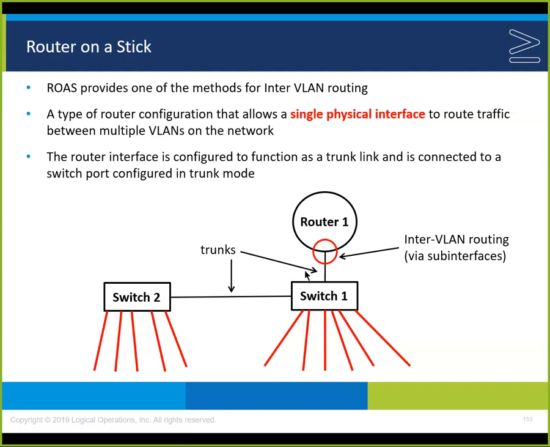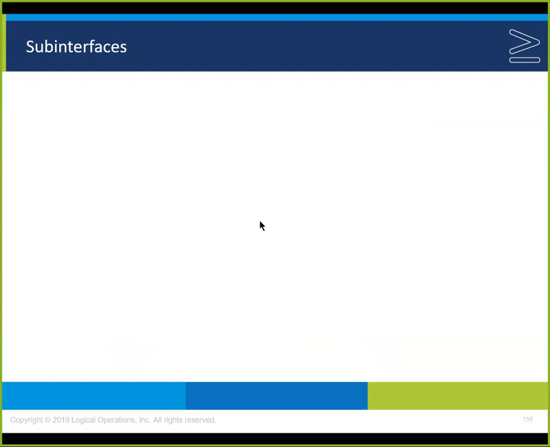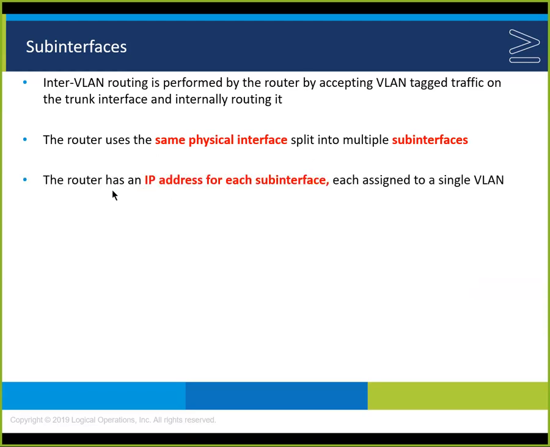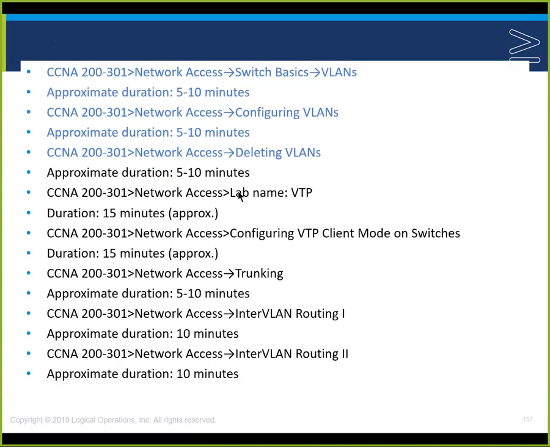We do have to have a trunk port that goes to the router, so we have to have either a gigabit port or fast Ethernet port or something like that connected to the switch. We configure the trunking on the switch itself. The router won't take a switchport mode trunk command. Inter-VLAN routing is performed by the router accepting the VLAN tagged information, and then uses the same physical interface with multiple sub-interfaces to do that. The router has an IP address on each sub-interface, the things that we did.